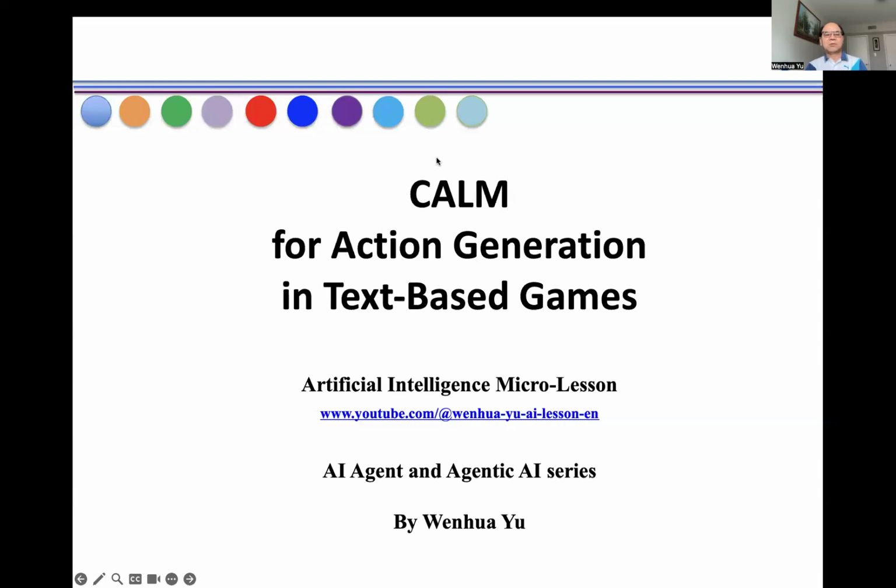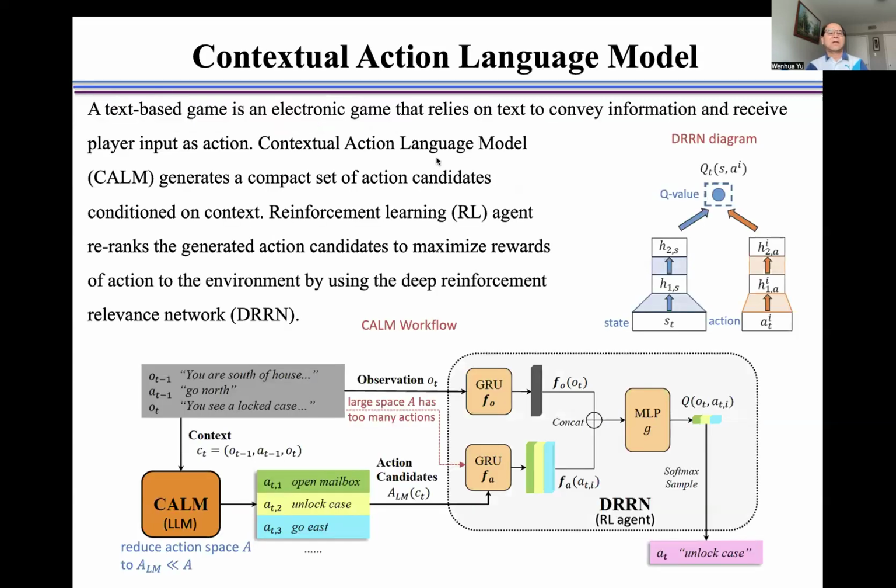In this video, I introduce a COM for action generation in text-based games. A text-based game is an electronic game that relies on text to convey information and receive player input as an action. Contextual Action Language Model generates a complex set of action candidates conditioned on the context. Reinforcement learning agent re-ranks the generated action candidates to maximize the reward of action to the environment by using the deep reinforced relevance network.